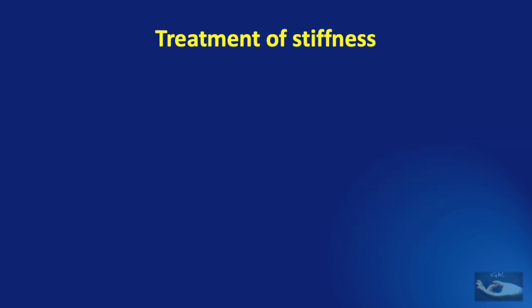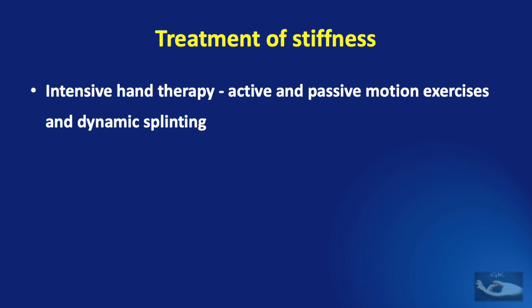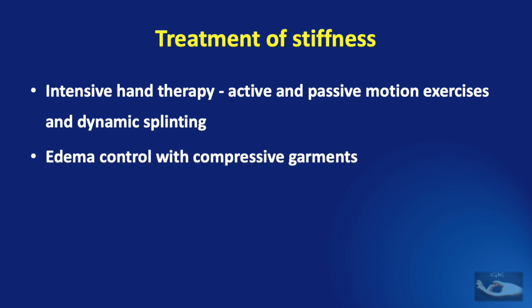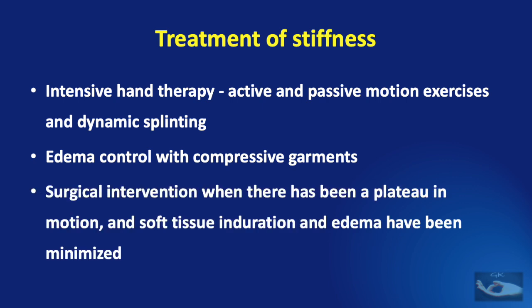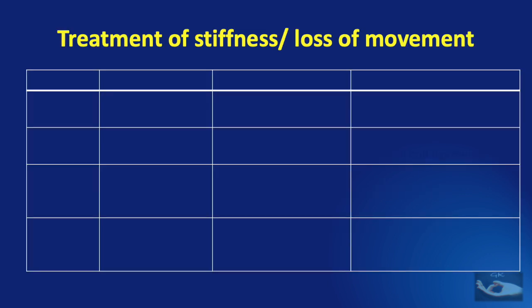Stiffness should be treated with an intensive hand therapy program consisting of active and passive motion exercises and dynamic splinting. Edema control with compressive garments is also important. Surgical intervention needs to be done only when there has been a plateau in motion and soft tissue induration and edema have been minimized. To understand the surgical methods of treatment of stiffness or loss of movement, we need to understand the exact cause why this has occurred.